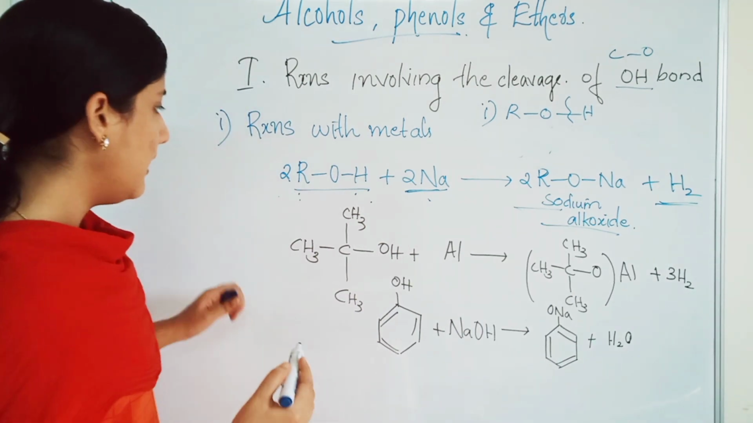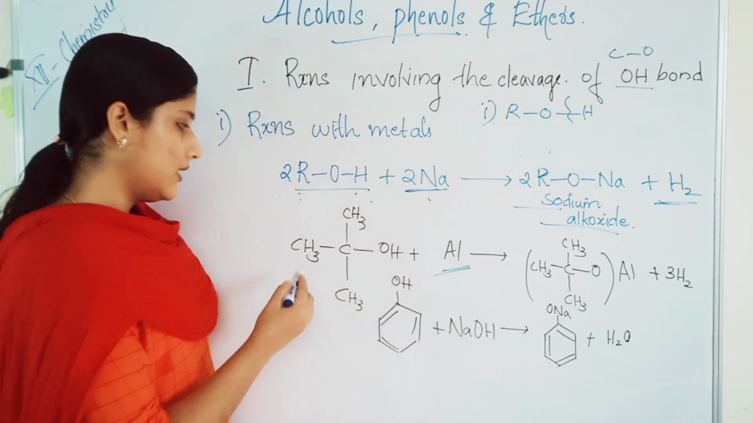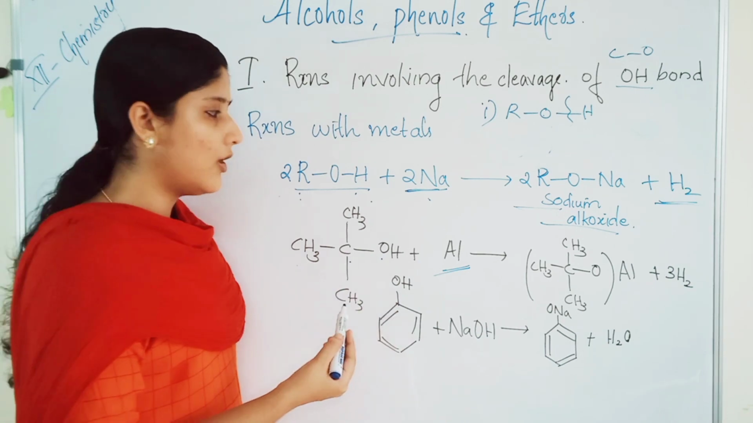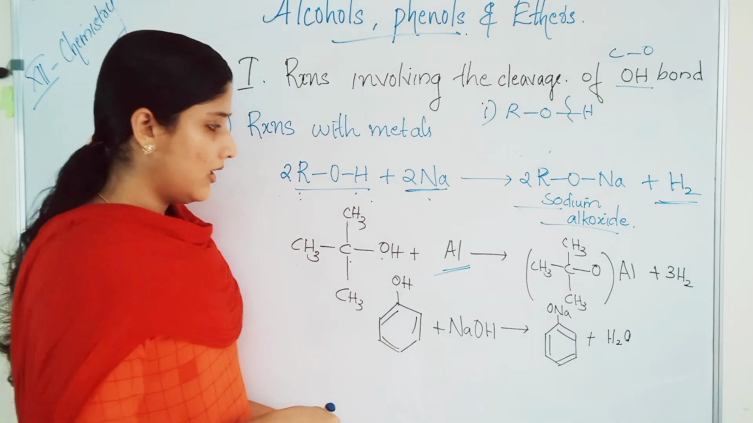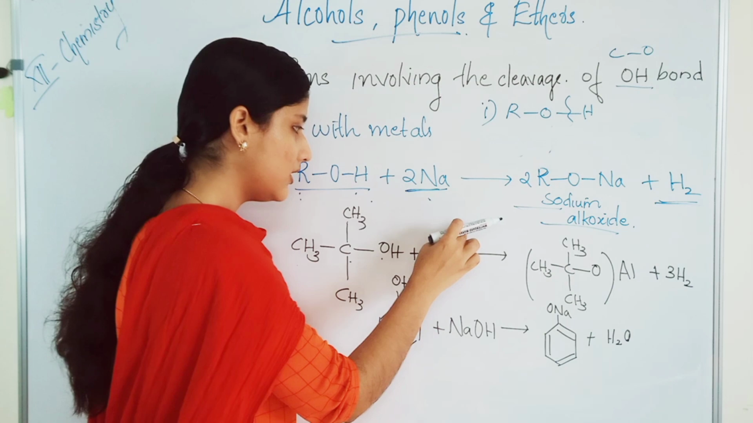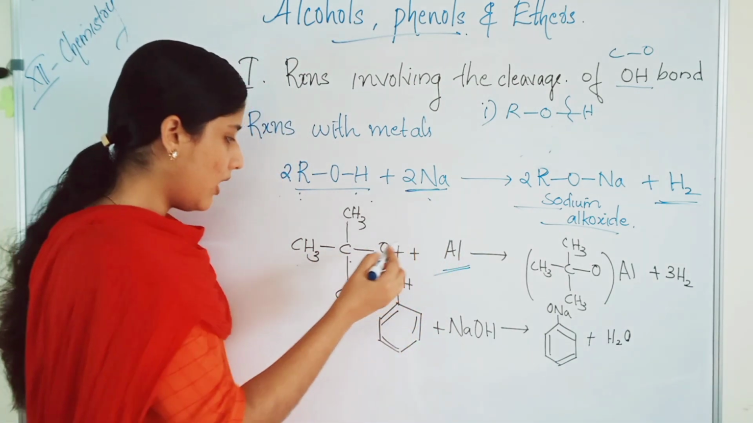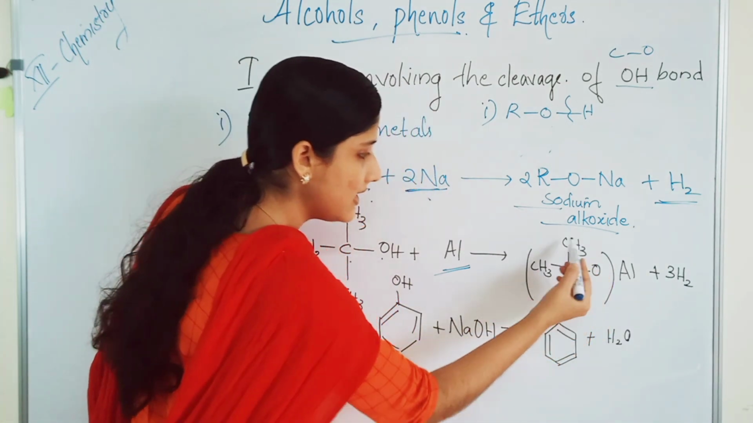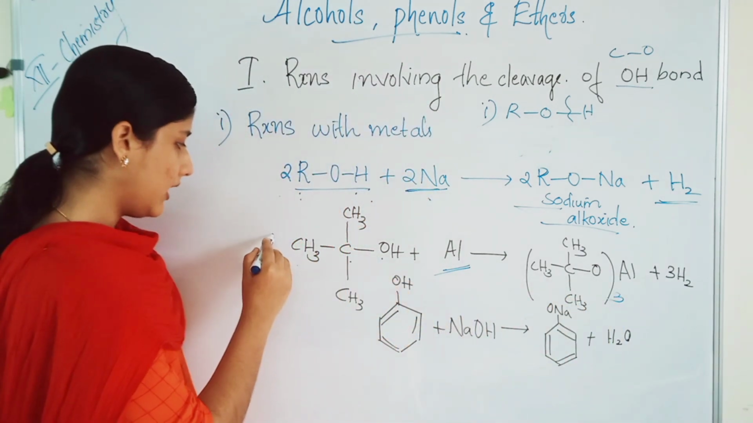Second example, if you take the metal aluminium, and (CH3)3COH. What is this? Tertiary butyl alcohol. Tertiary butyl alcohol will react with the aluminium metal. Look here, aluminium has a charge of 3 plus, isn't it? So 3 hydrogens should be there to replace. So what will we put here? It will be (CH3)3CO, whole thrice.